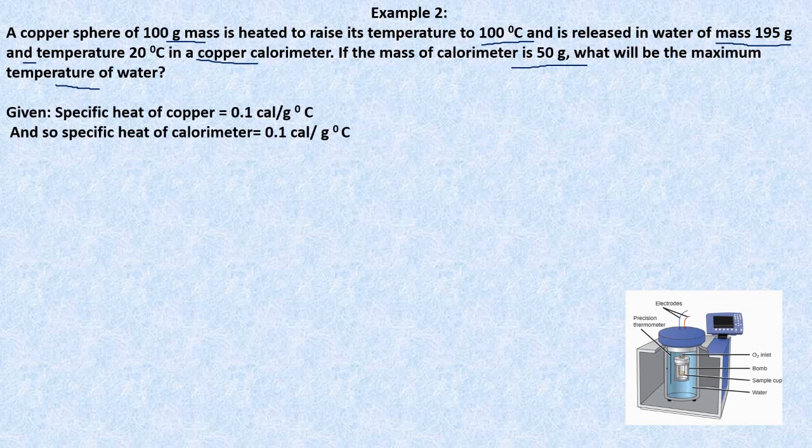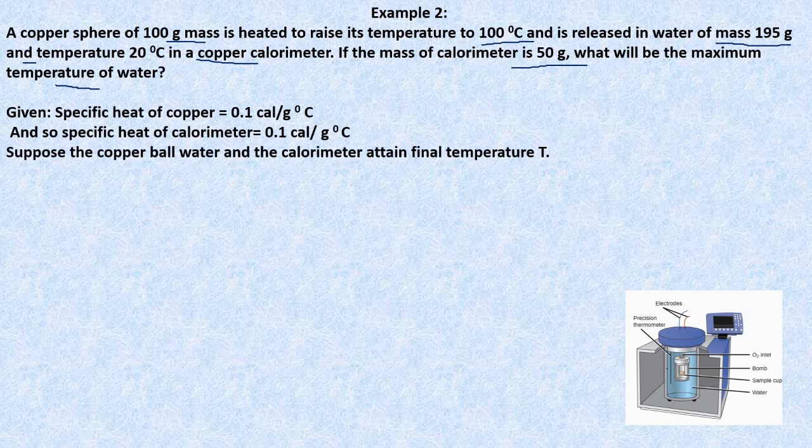What is given? The specific heat of copper is 0.1 calorie per gram degree Celsius, and that is why the specific heat of the calorimeter will also be 0.1 calorie per gram degree Celsius. Now suppose the copper ball, water and calorimeter attain a final temperature. When this copper sphere is put inside the small cup, after some time the copper, the water and the calorimeter will attain some final temperature, right?